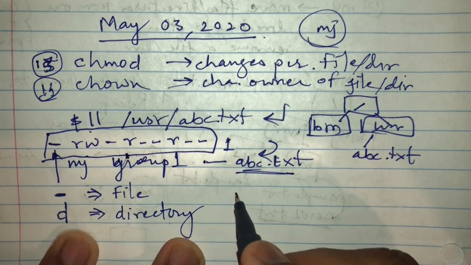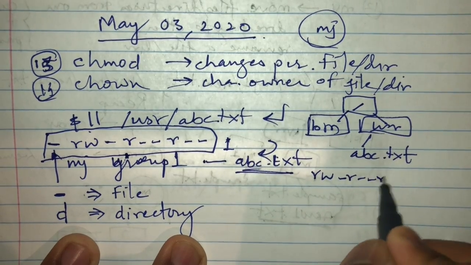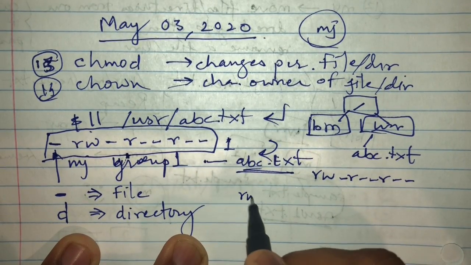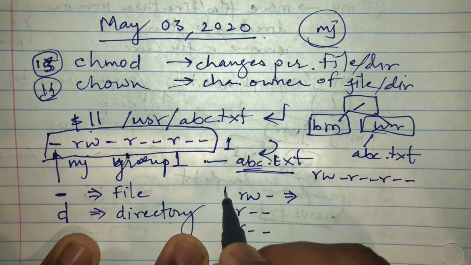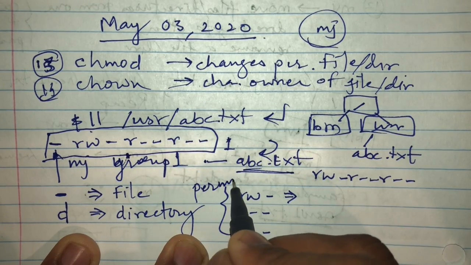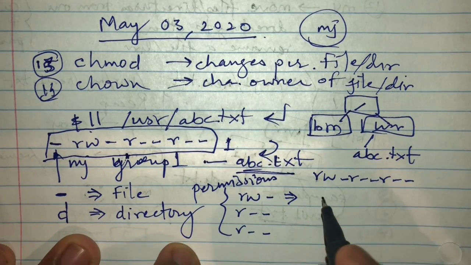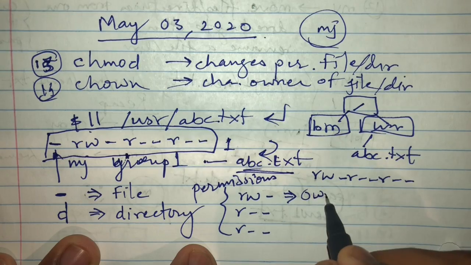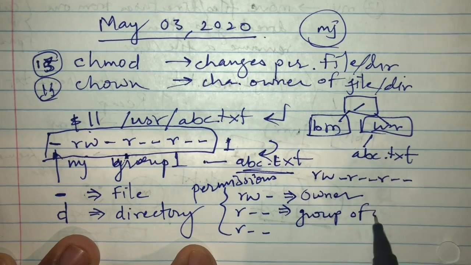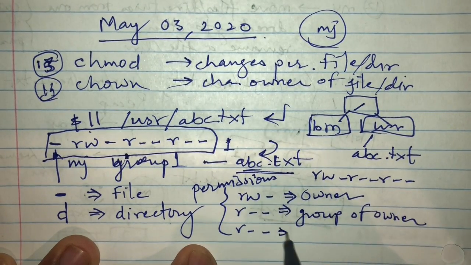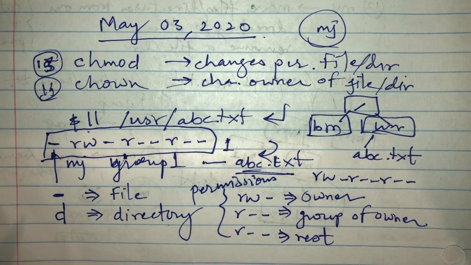Now what do the next 9 characters mean? These are the 9 characters that I am talking about. I will split them into 3 groups. These are all permissions, and there are 3 types of permission for 3 different people. The first one is the owner of the file, the second one is the group of the owner of the file, and the last one is the rest of the groups and rest of the users in the operating system.